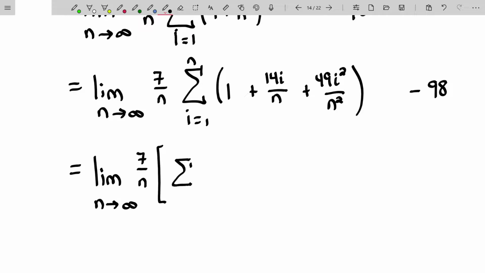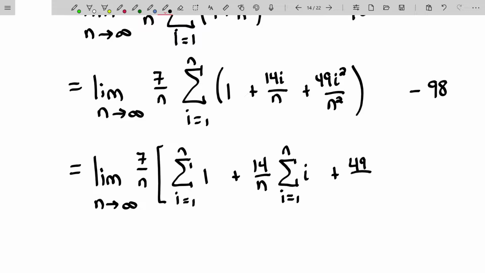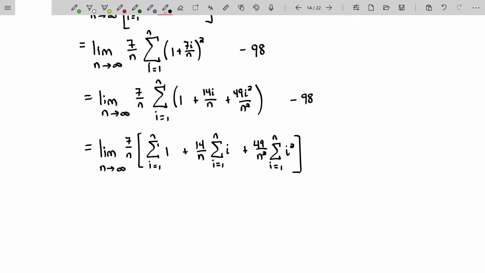So this is going to be the summation i equals 1 to n of 1 plus, I would write the summation of 14i over n, but the 14 does not depend upon i, nor does the n. So I'm going to factor those out front. 14 over n summation i equals 1 to n of i, which I will trade out in a moment, plus, again, 49 and n squared, they don't rely upon i, so I'm going to factor 49 over n squared out of this last summation, i equals 1 to n of i squared. And again, we still have a minus 98.